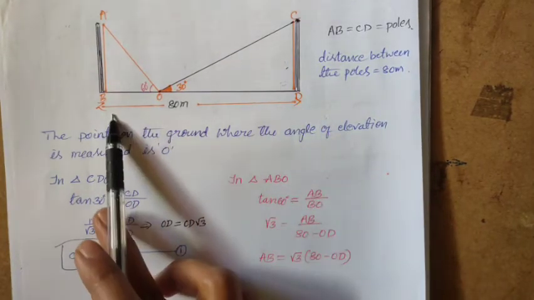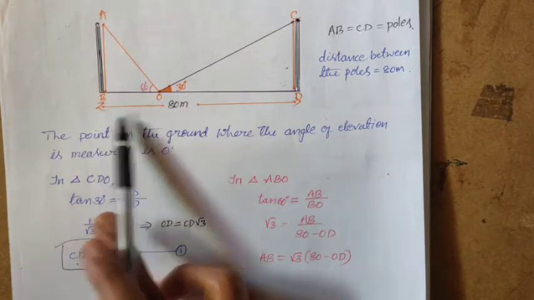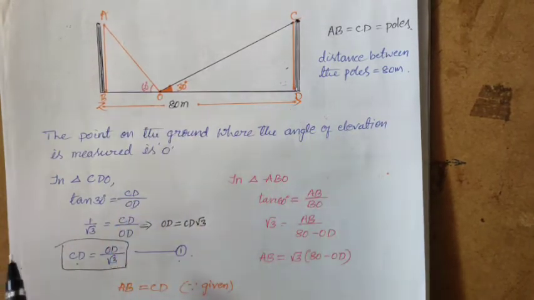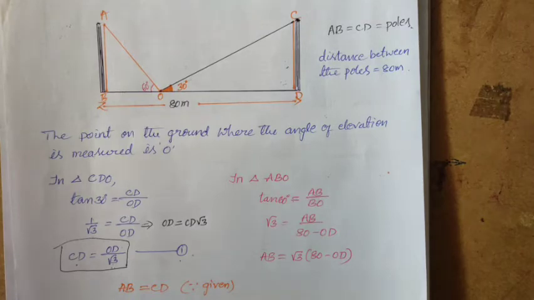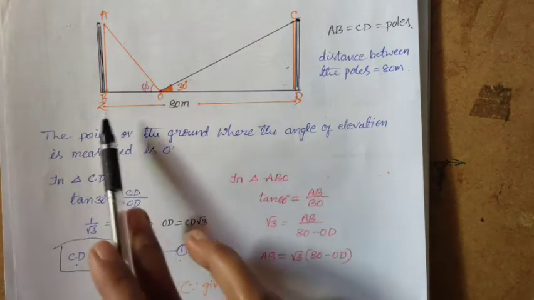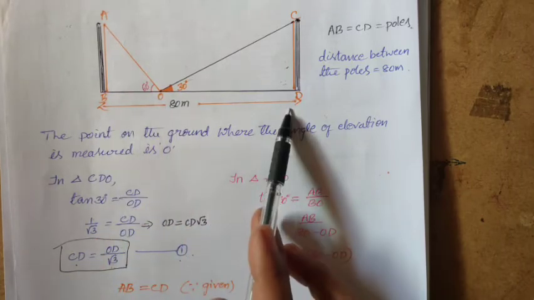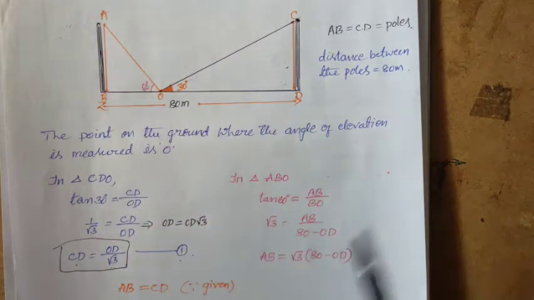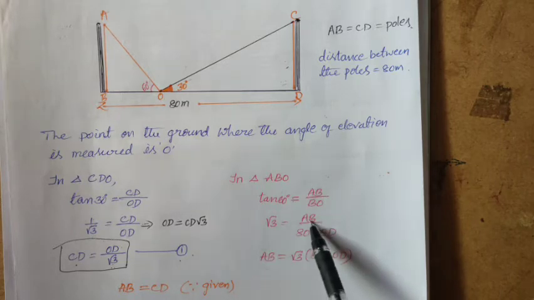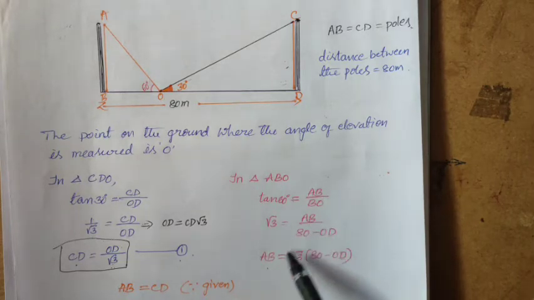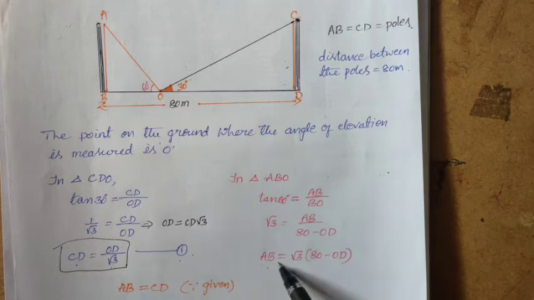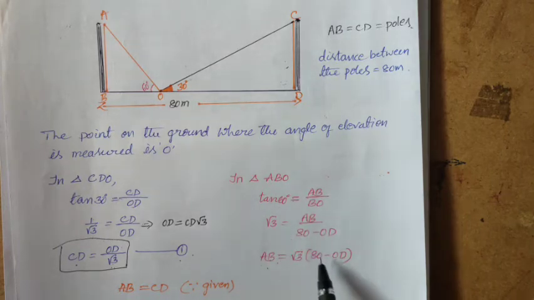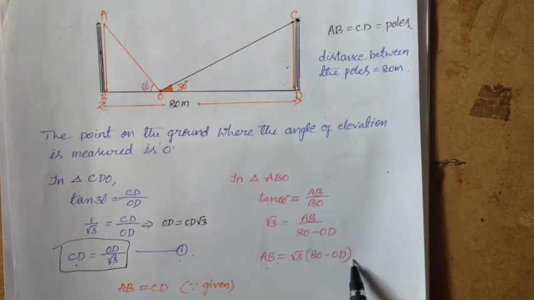That's why I write BO is equal to 80 minus OD. Shall I write like that? Yes. It will be written as BO is equal to this total length 80 minus OD. So write as it is. Now we can take the value of AB. So now cross multiply. AB is equal to what? Root 3 into 80 minus OD.